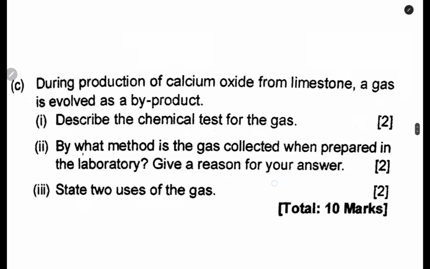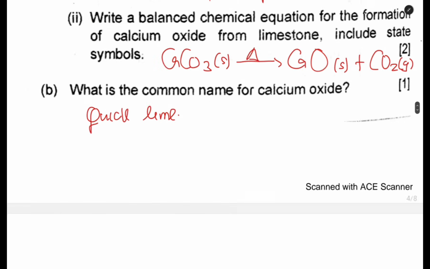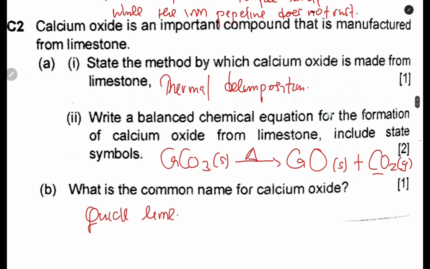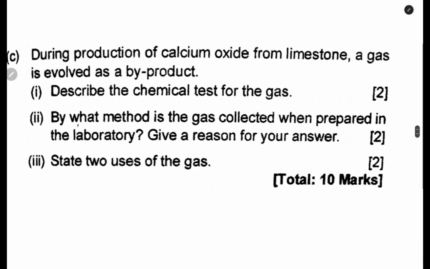Okay, question C. During production of calcium oxide from limestone, a gas is evolved as a byproduct. Describe the chemical test for the gas. Now, for us to know the chemical test, we need to know the gas. And from where we are coming from, carbon dioxide is a gas that is produced. So we are describing the chemical test for carbon dioxide.